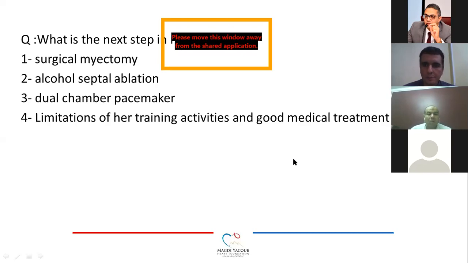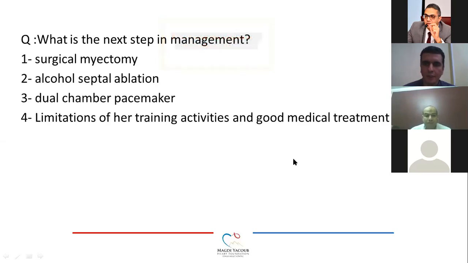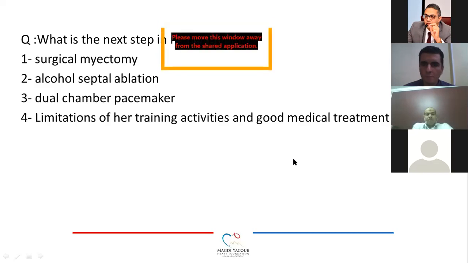Here we have this patient with a significant left ventricular outflow tract obstruction, and she is symptomatic, and it's proven to be a hypertrophic obstructive cardiomyopathy by echo and the CMR. So we have the answer for one.